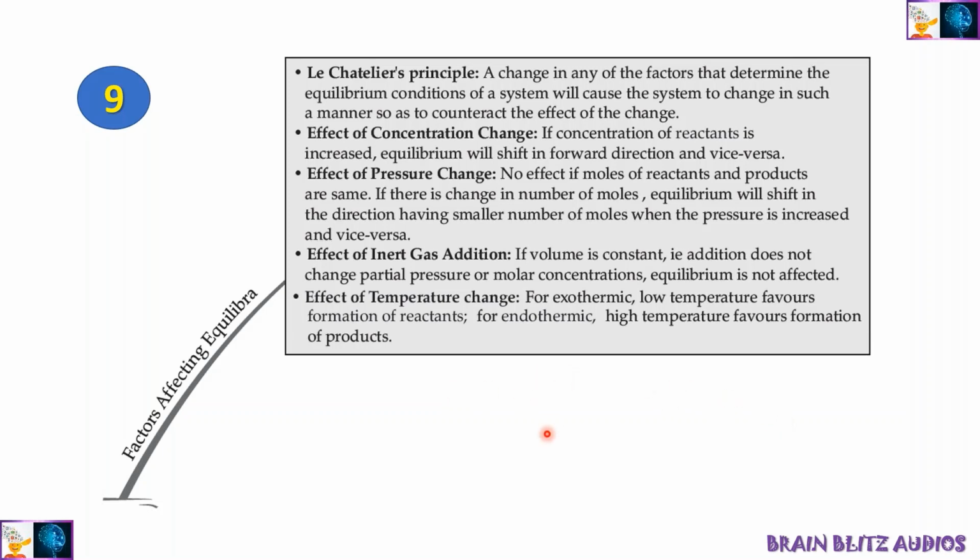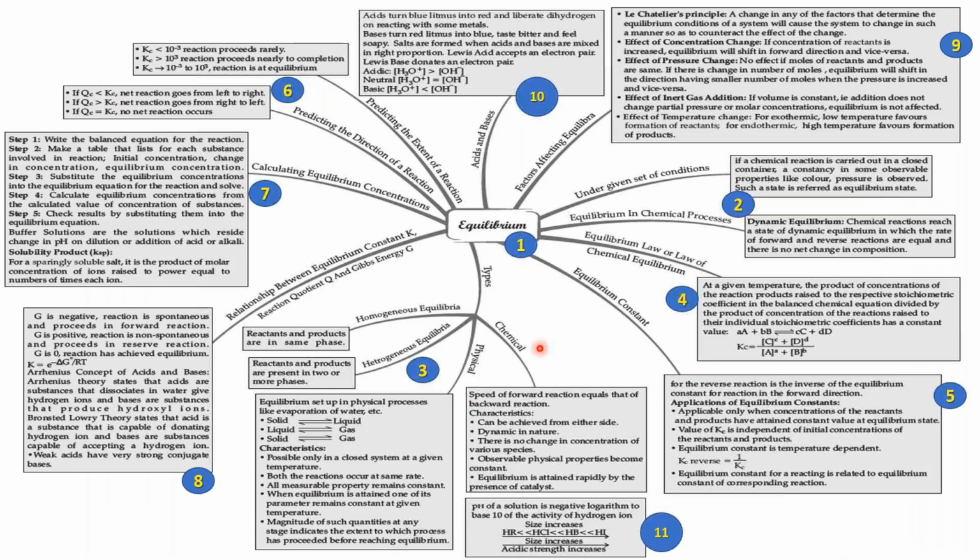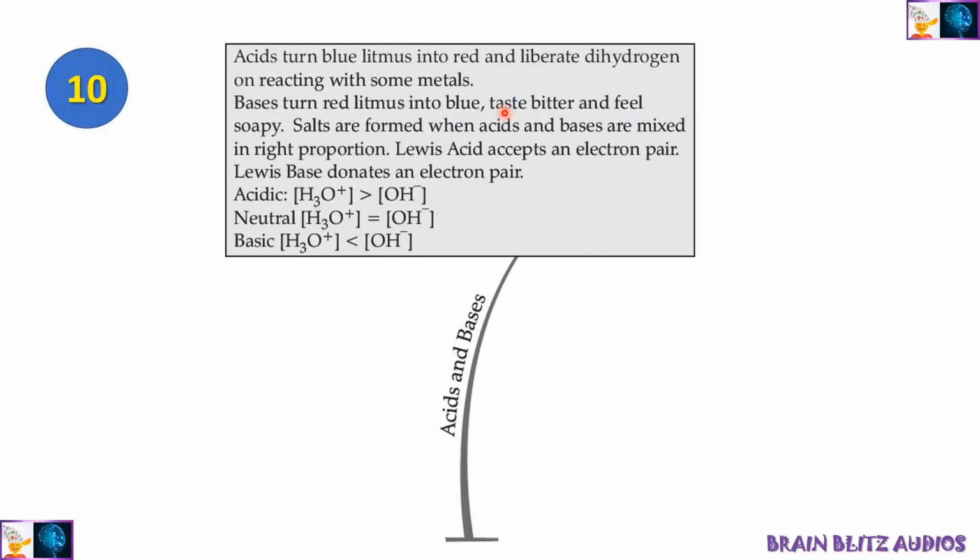So it can be forward or backward, which depends on the reaction being a combination or a decomposition reaction. But if it's an endothermic reaction, then the increase in temperature favors the formation of products. So the reactants will form the products if the temperature is increased in an endothermic reaction. Now the vice versa also happens in this situation. And that concludes factors affecting equilibria. Now we will move on to the topic acids and bases.